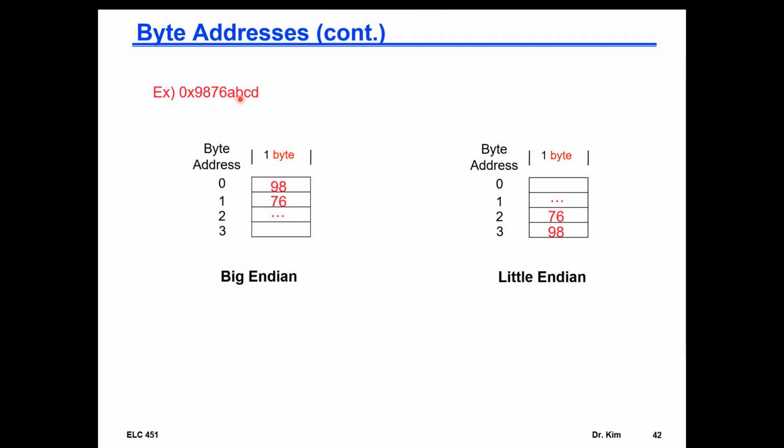Okay, so this would be 32 bits. So the most significant byte on the left gets stored at the lowest address, and then you go up. That's for big endian. For little endian, the least significant byte, so here would be a CD, would be here. The least significant byte is the one that gets stored at the lowest address. Okay?